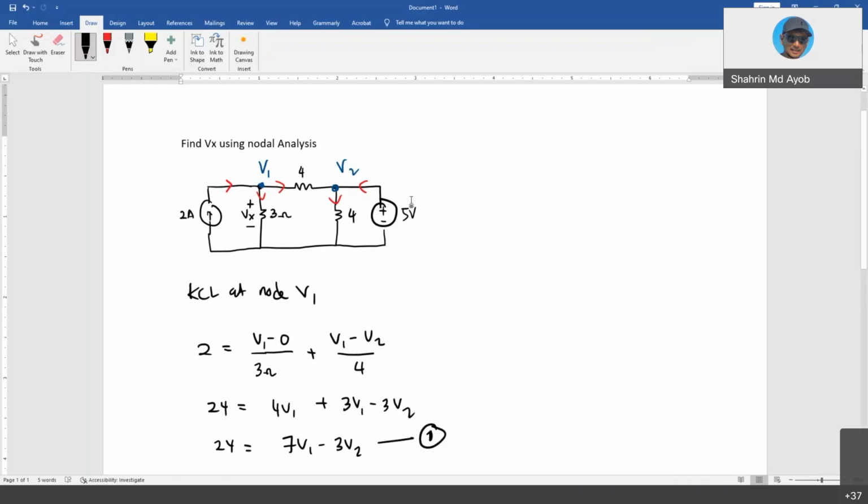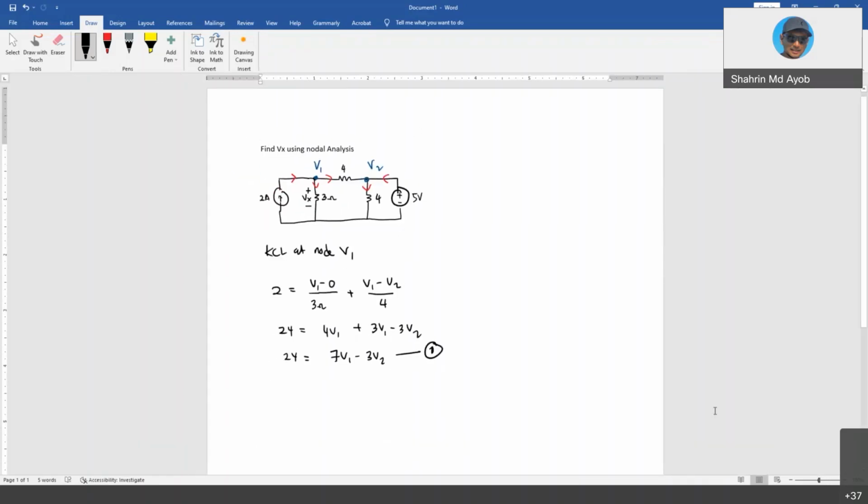Now V2. Can someone do it for me, the equation for V2? Because the objective of nodal analysis is to find the unknown node voltages by using KCL.